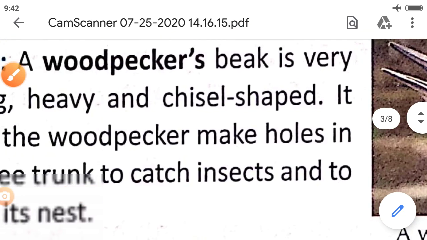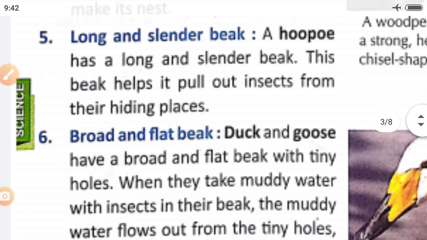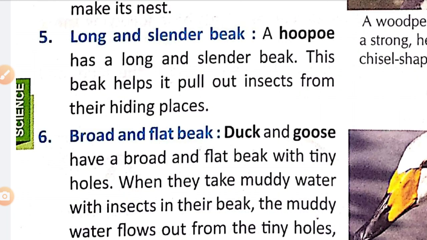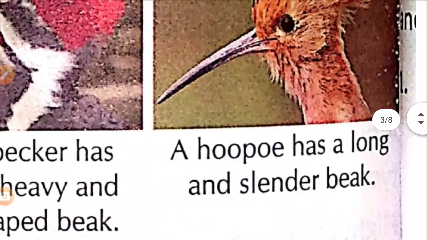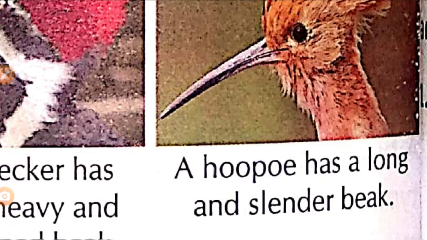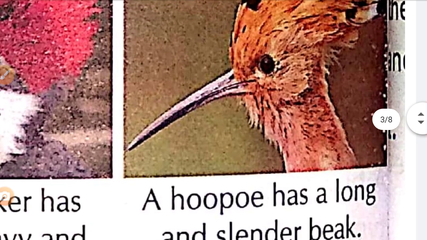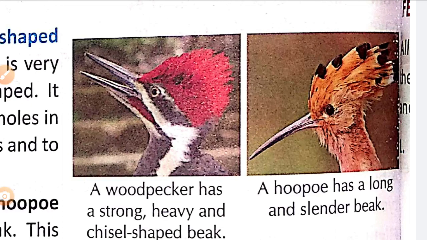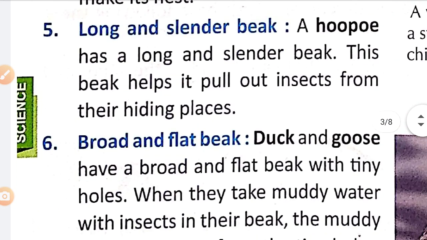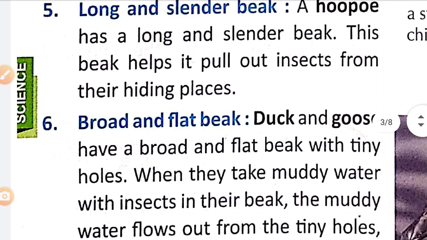Okay, next type is the long and slender beak. A hoopoe has a long and slender beak. This beak helps it pull out insects from their hiding places. See, it is the bird with the slender and long beak. Compared to the woodpecker, you can see the hoopoe has a slender and long beak. Why is it like this? Because this beak helps it pull out insects from their hiding places.